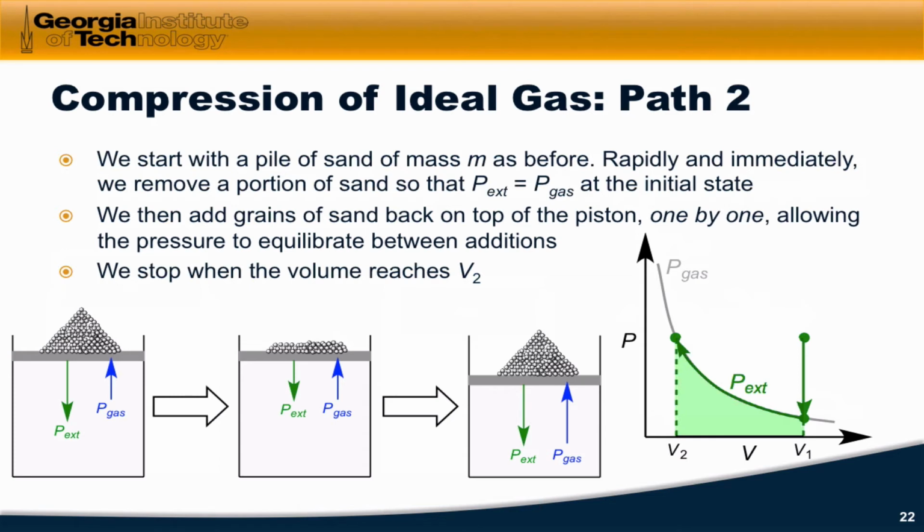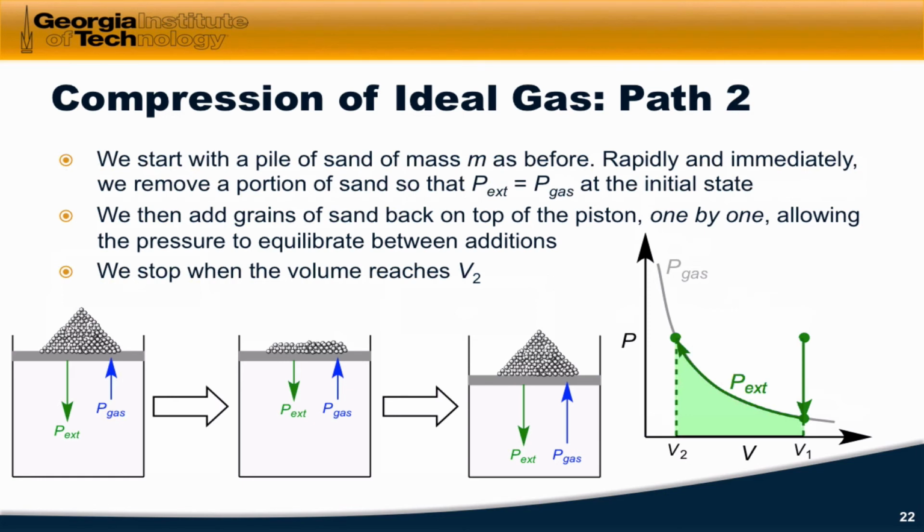And at this point, the two pressures, external and gas, are in equilibrium. Now we add individual grains of sand back on top of the piston, increasing the external pressure ever so slightly and decreasing the volume ever so slightly, allowing the system and the surroundings to equilibrate between addition of these grains of sand. We stop when the volume reaches V2. Notice that we've moved between the same 2 points in state space. That starting external pressure and the final external pressure are the same. It's just that the way we did it was different in path 2, using grains of sand instead of a large mass M.